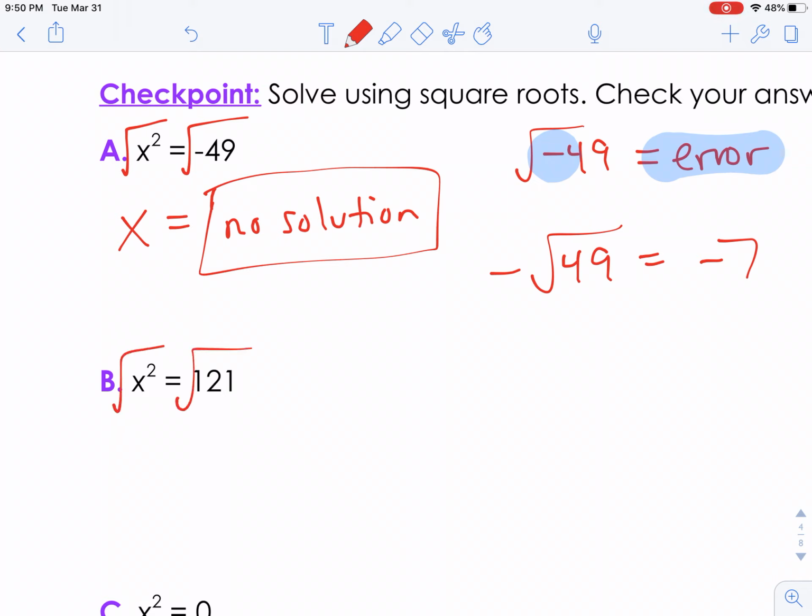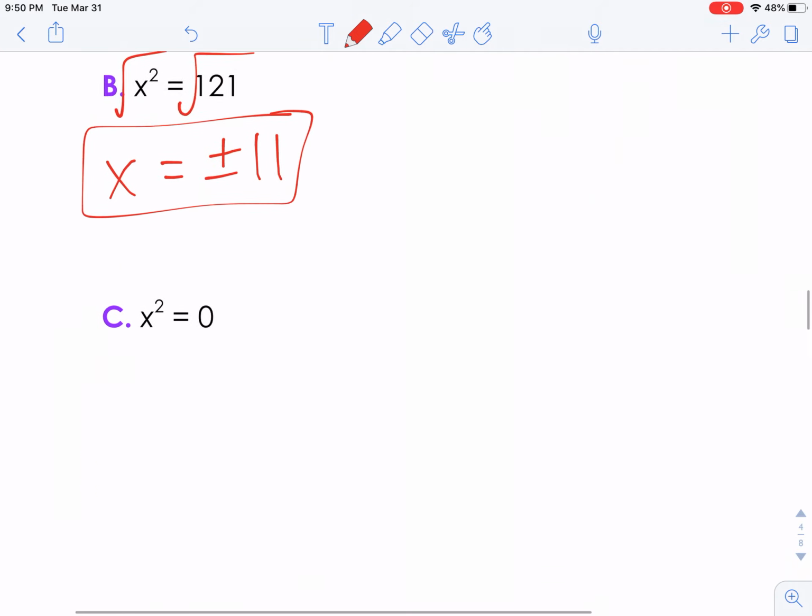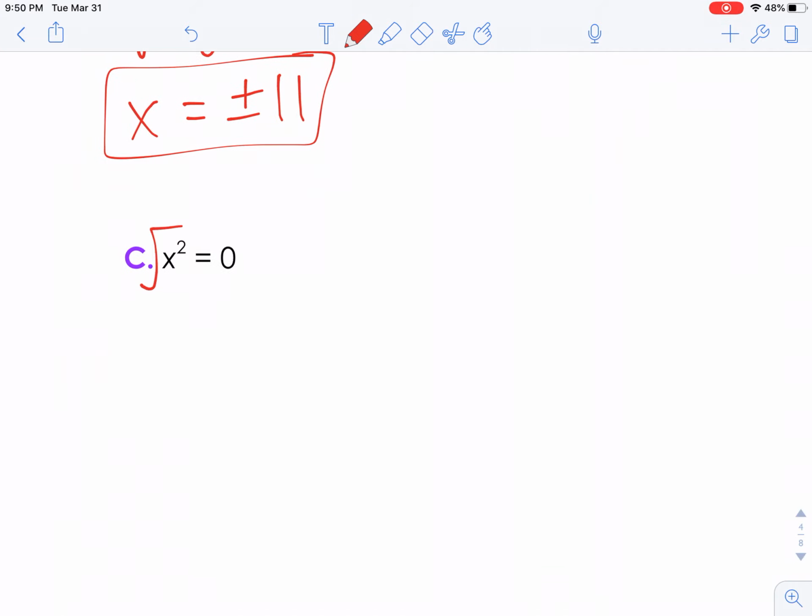Example B, you would square root both sides. Square root of 121 is 11. Your answer should be plus minus 11. All right, and then this last one here on this slide, square root of both sides. Square root of 0 is just 0. There's no need to put a plus minus symbol for 0. So 0 is not positive nor negative, it's just 0.